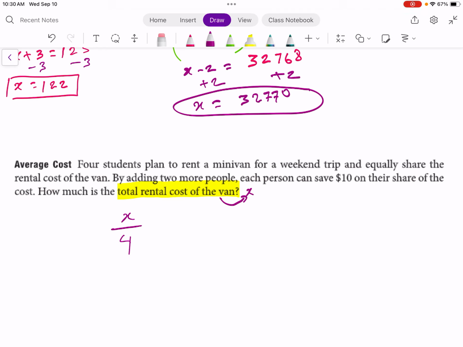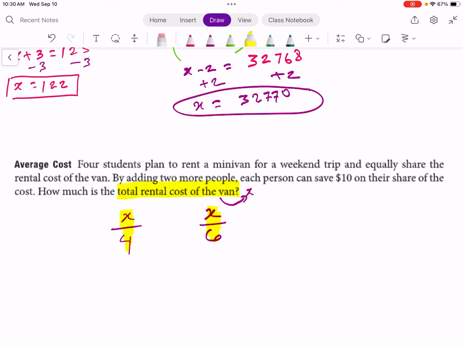Now, when you are 6, what will be the cost for each of you? It will be x divided by 6. Do you all agree here? Do you have any question? Now, these are the cost for each of you, okay?